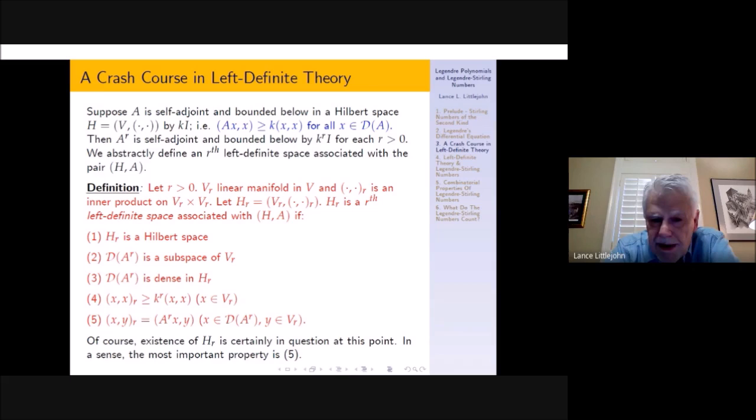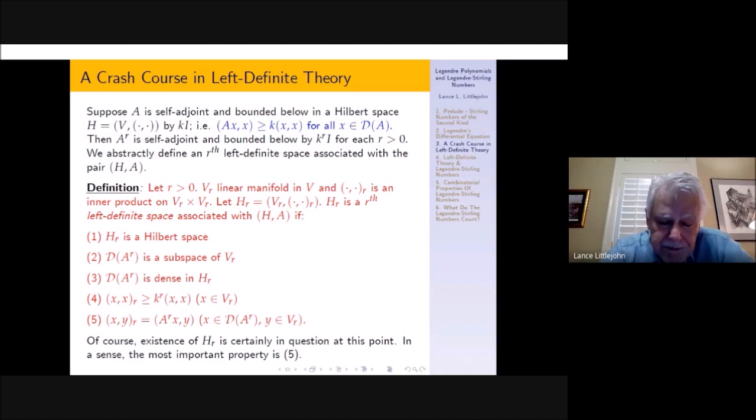So H sub R has to be complete, it's got to be a Hilbert space. The domain of A to the R has to be a subset of V sub R. The domain of A to the R has to be dense in H sub R. See, already in 2 and 3, you see how I've distinguished between V sub R and H sub R. Property 2 is a vector space property. Property 3 is a topological property, okay? And then property 4 compares the Rth inner product with the original inner product in H, okay?